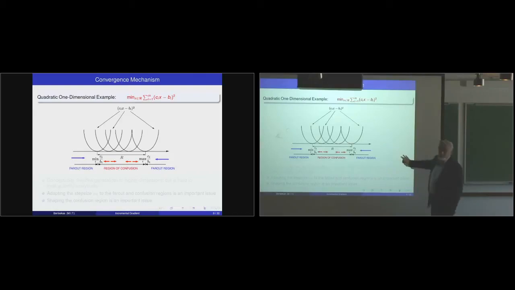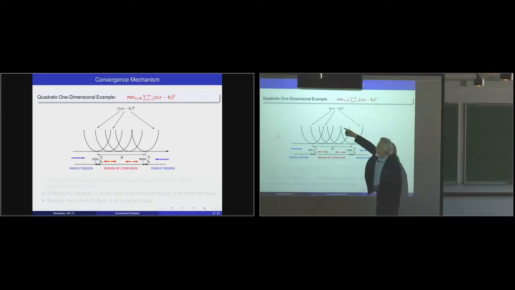And here's my explanation for it. Let's look at an example, a one-dimensional example. This is a least squares problem, minimizing the sum of these squared terms. X is one-dimensional. Ci and Bi are given. So each one of these terms is a quadratic. X goes this way. Each one of these is a quadratic. And you're trying to minimize the sum of these quadratics.